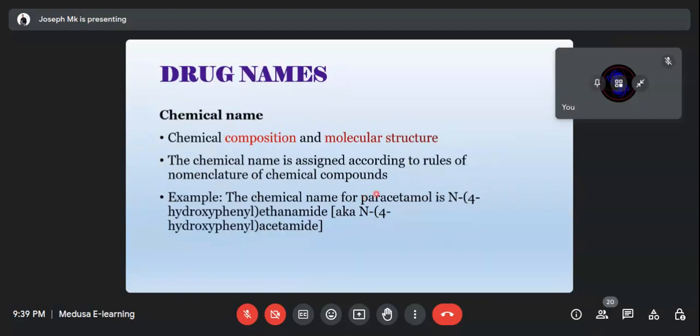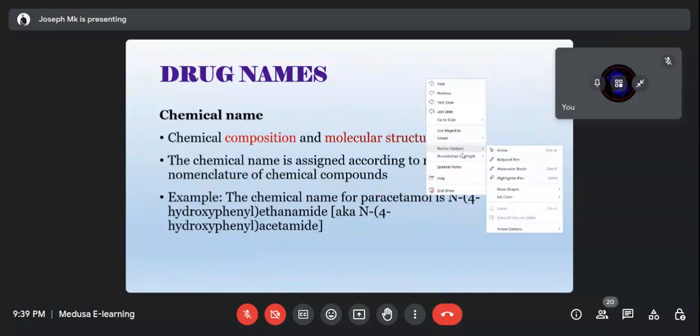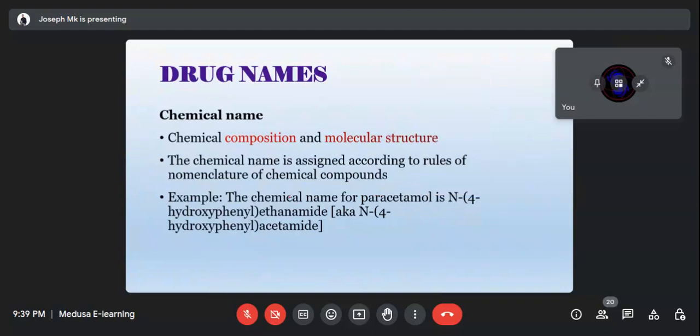For example, if we talk of paracetamol, that's a generic name. If we call it paracetamol, it's a generic name, but it has got a chemical name, which is shown here. Let me just underline it. This one. Some of you went deeper in organic chemistry, I think you know this. It is also known as N-4-hydroxyphenyl acetamide. So this one is a chemical name, but we said there is also a generic name.